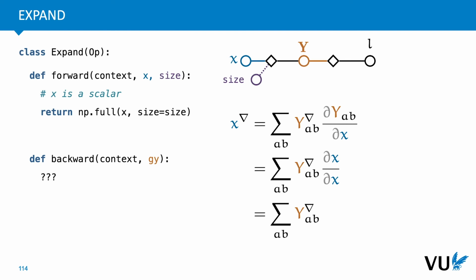Note if we compare this backward op with the last one, there's a very neat symmetry. If we expand something, then the gradient is a sum. And if we sum something, then the gradient is an expansion. Implementing this is relatively straightforward. We simply take the gy that we are given, we sum up the values and return those. And for the second argument, we return a value None, which communicates to the backend that there is no gradient over that particular edge in our computation graph.